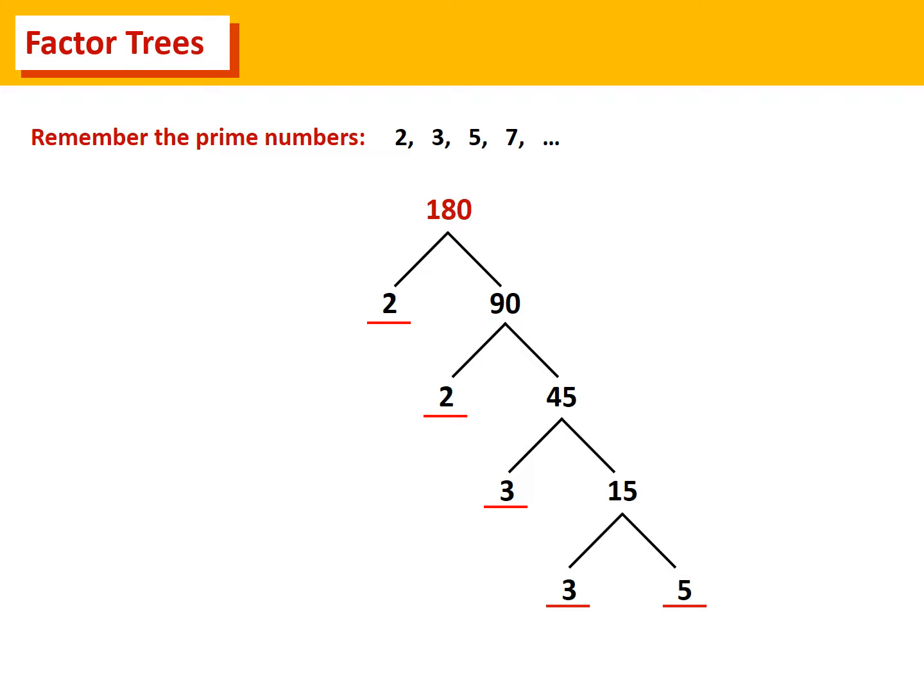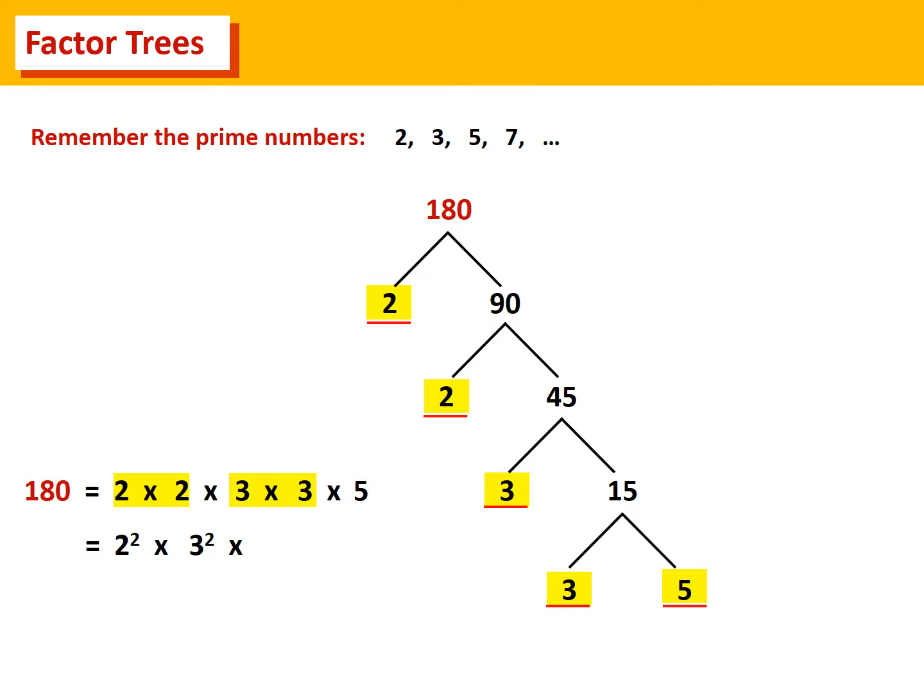The only thing we need to do now is to rewrite 180 as the product or the multiplication of these prime numbers. So that would be 2 times 2 times 3 times 3 times 5. And we can simplify that a little bit because 2 times 2 is 2 squared, 3 times 3 is 3 squared, and then times by 5 on the end. So that is 180 expressed as the product of its prime factors.